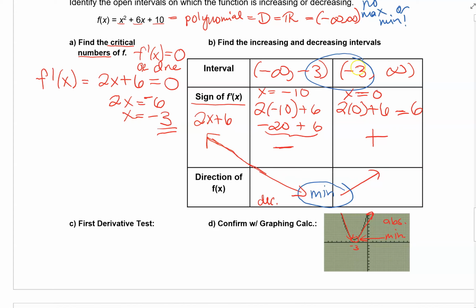And then I know from negative 3 to infinity, the derivative will stay positive that whole time, meaning f will increase that whole time. So this point that it hit when x was negative 3 is the lowest point on the graph. So I can see that this function has an absolute minimum at x equals negative 3.